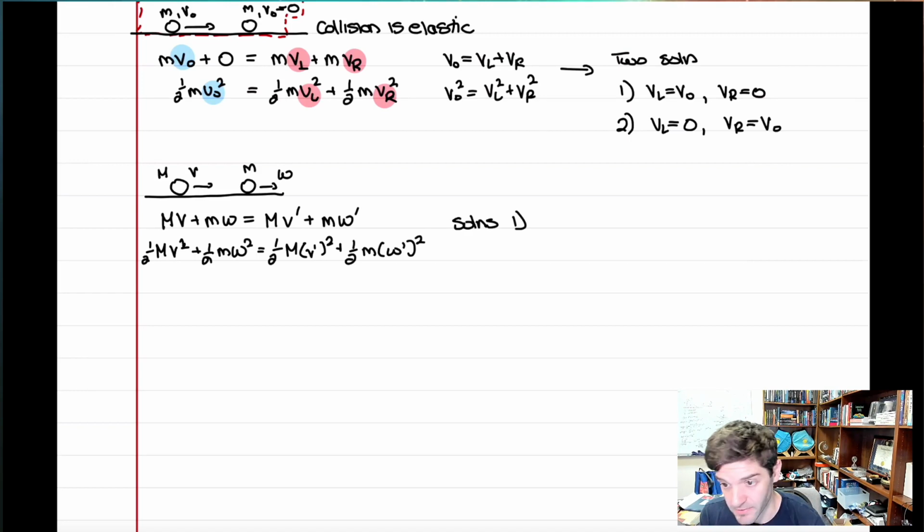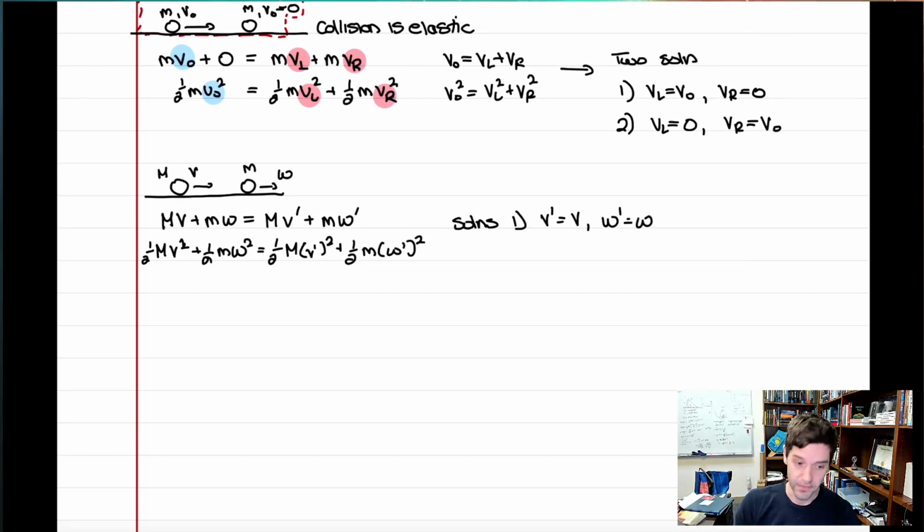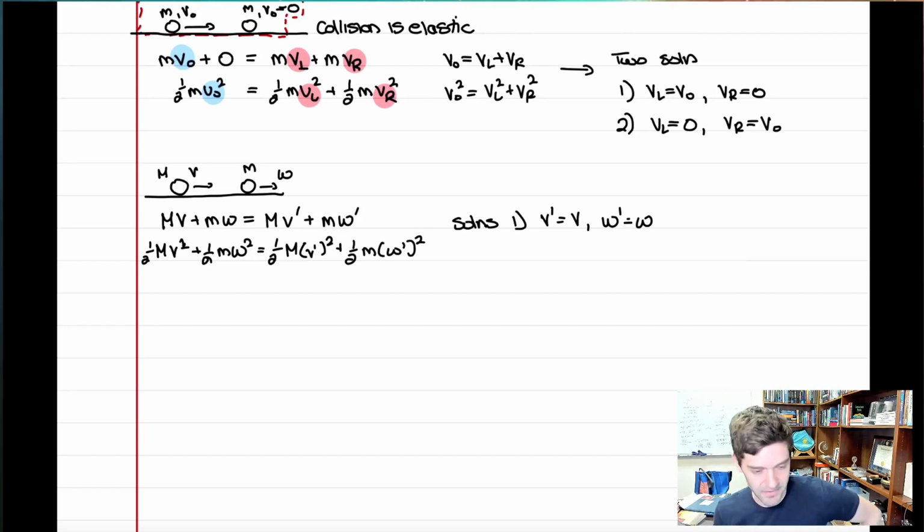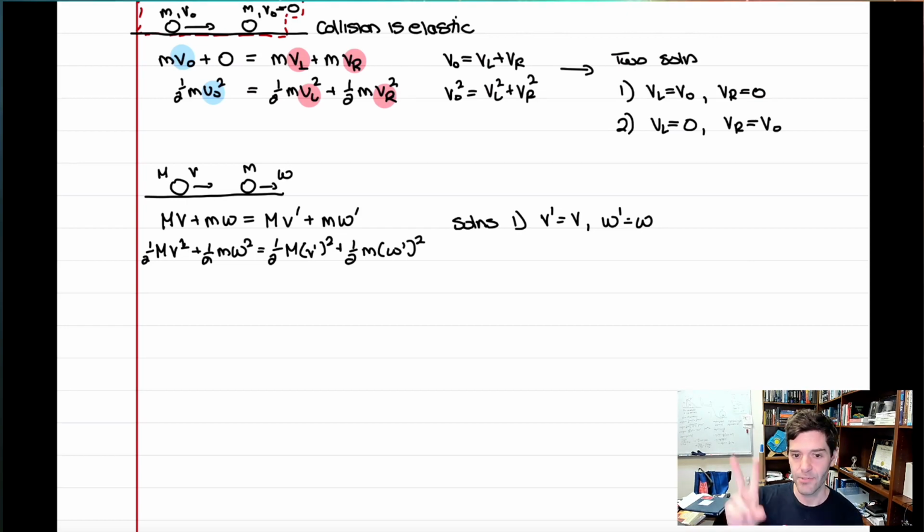So there is one solution, which is then that no collision actually occurs, right? V dash is just equal to V and omega dash is equal to omega. You can easily plug those in. It's kind of the trivial solution where the left-hand side will definitely equal the right-hand side. So those are the cases where no actual collision really occurred.